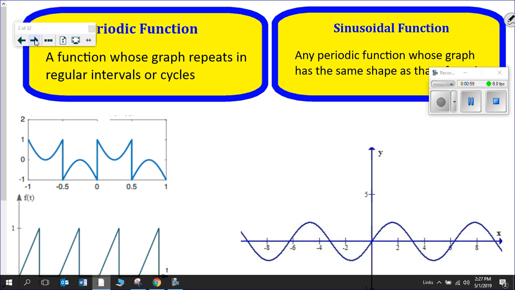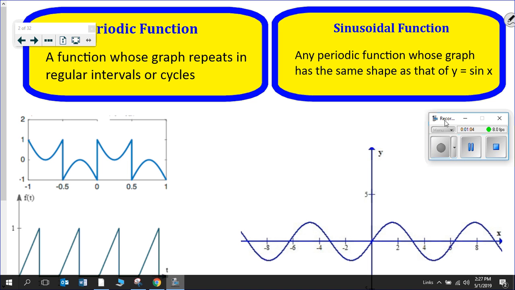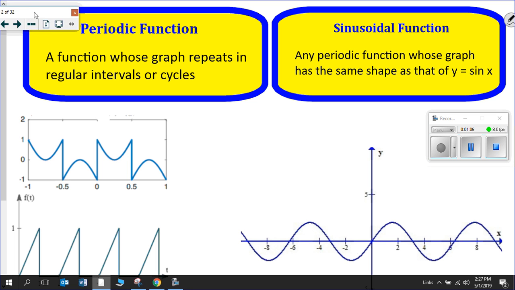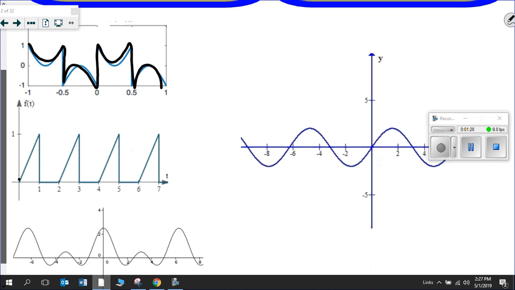So the first question you probably have is, what is a sinusoidal function? Before we get there, let's look at what we call periodic functions. Periodic functions are just functions that repeat themselves over and over again. There's 4 graphs on this page, and every single one of them is periodic. You can see this first one repeats that pattern over and over again. Even the second one repeats this triangle line, over and over again.